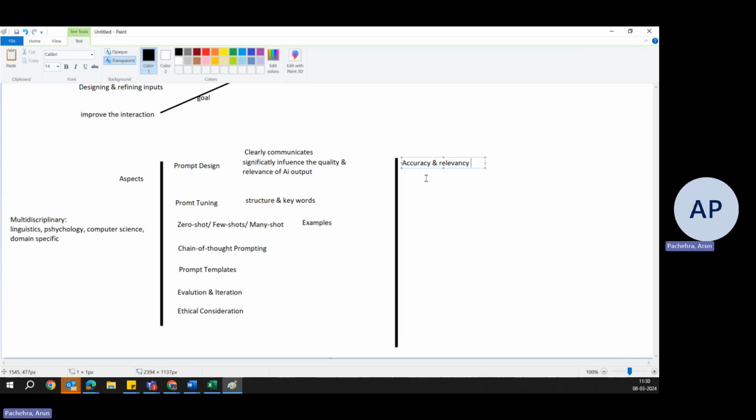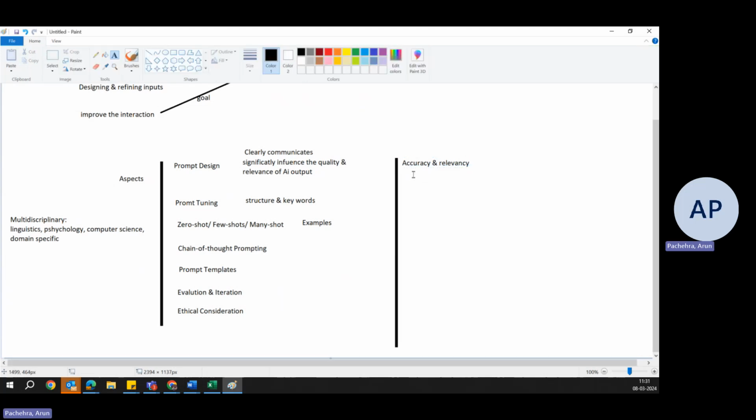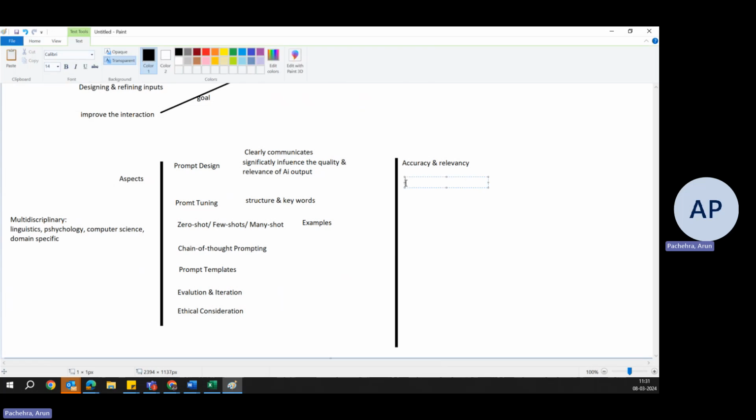Now, let's take an example. Asking a language model to write a summary of the latest research findings on climate change for the eighth grade science class, instead of just write about climate change. The former prompt leads to a response that's accurate and relevant to the specific audience's understanding level. So you will get more accurate and relevant output.